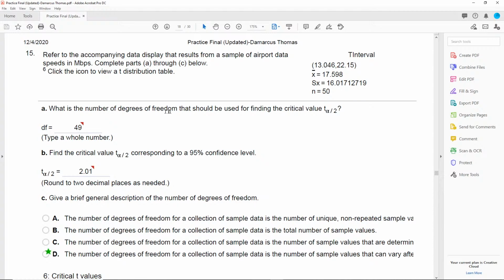What is the number of degrees of freedom that should be used? So the degrees of freedom will be 49. We got that from 50 minus 1. Find the critical value t alpha over 2 corresponding to a 95% confidence level. Some people may not have this command on their calculator because you actually have to do an inverse t. We're corresponding to a 95% confidence level. That's the innermost 95%.